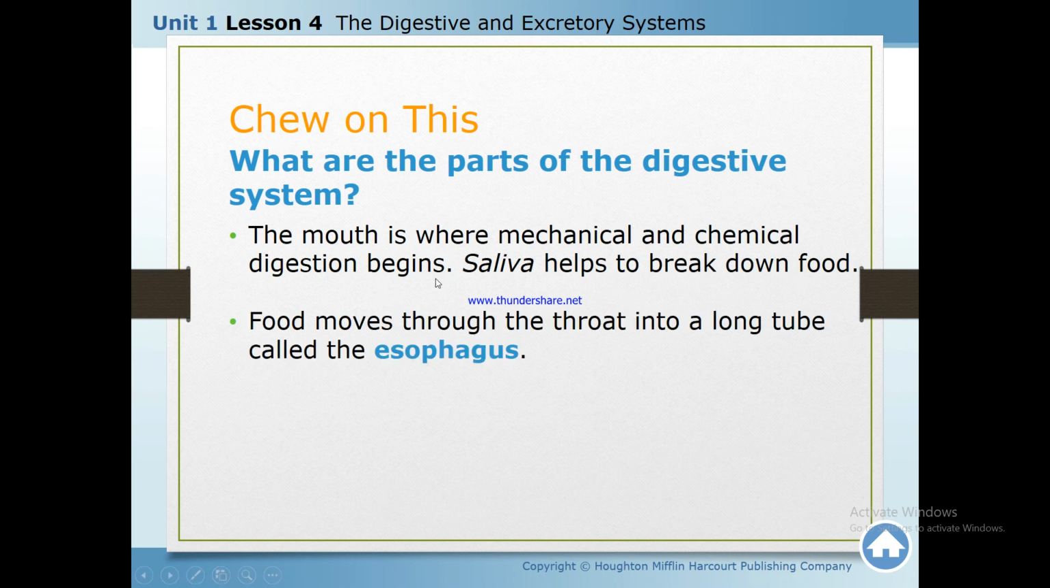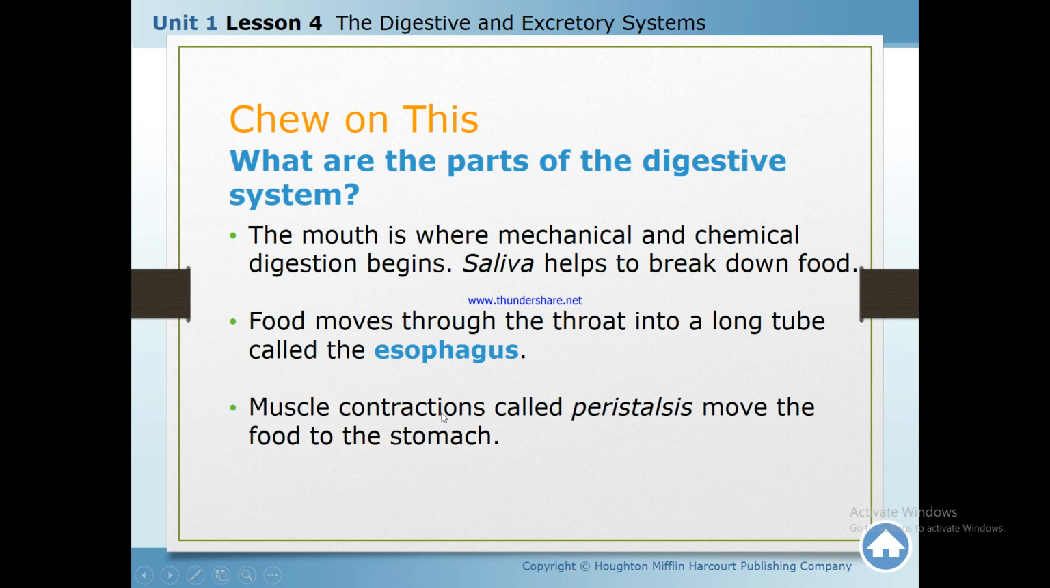So the mouth is where mechanical and chemical digestion begins. Saliva helps to break down food. Food moves through the throat into a long tube called the esophagus. A muscle contraction called peristalsis moves the food to the stomach. You must know this word.